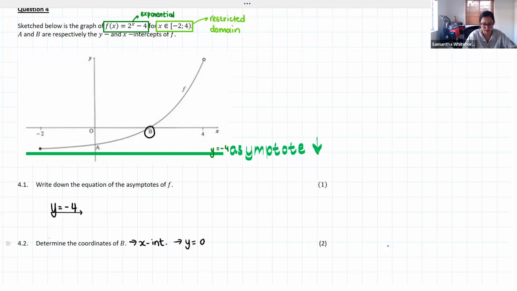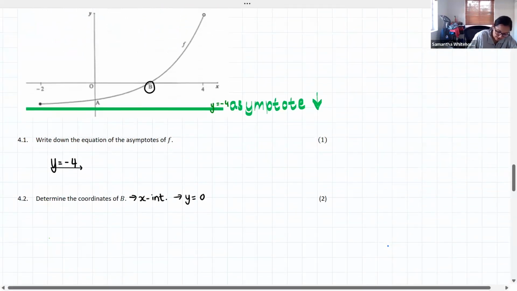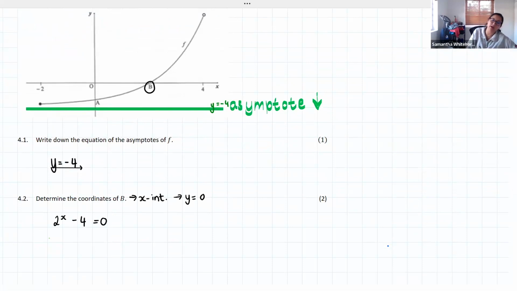Nice, guys. Okay, so we're making y equal to 0. So 2 to the power x minus 4 is equal to 0. Exponential equation tells me I need to try and get my bases the same. So we're going to have 2 to the power x is equal to 4. And we know that we can write 4 as 2 to the power 2.